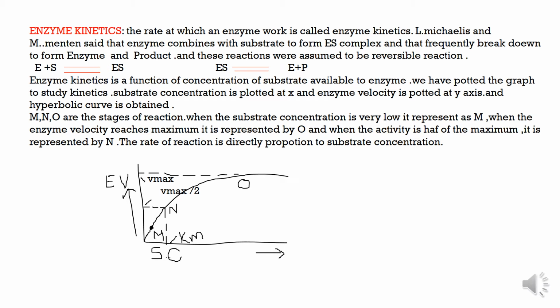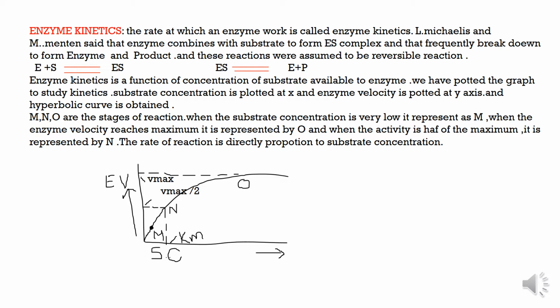The rate at which the enzyme works is called enzyme kinetics. Michaelis and Menten said that enzyme combines with substrate to form enzyme-substrate complex, and they frequently break down to form enzyme and product. These reactions were assumed to be reversible. E plus S forms ES, that is reversible, and again ES forms E plus P, meaning product.